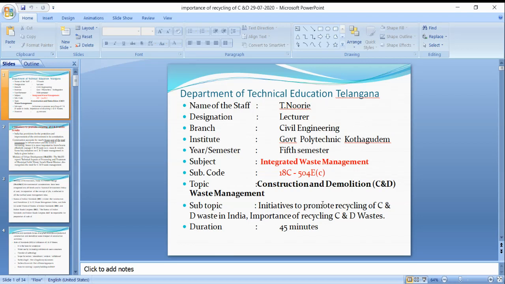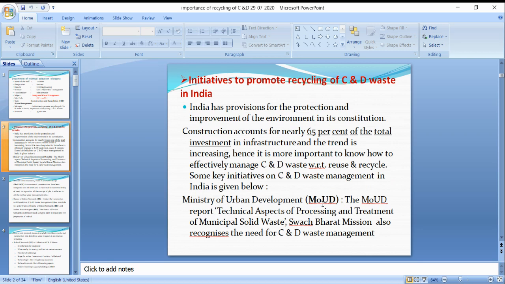My topic today, I'm going to discuss the initiative to promote recycling of construction and demolition waste, and also the importance of the recycling of construction and demolition waste, and also some rules and regulations for this process. So these are the topics which I am going to cover. So what is the initiative to promote the recycling of construction and demolition waste in India?